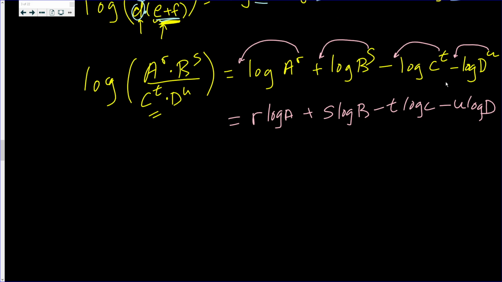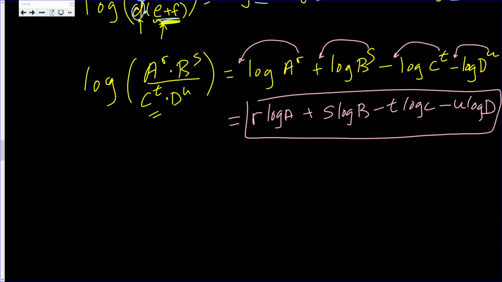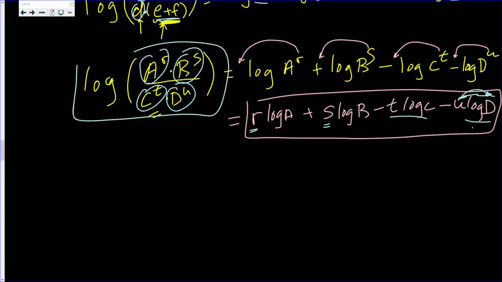So, kind of look at what's going on here. It's log of this, but the R can come out in front, plus the log of that, but the S can come out in front, minus the log of this, but the T can come in front of the log, minus log of D to the U. The U I can put in front. And there it is. You really should be able to go from here to there. It's not that bad.